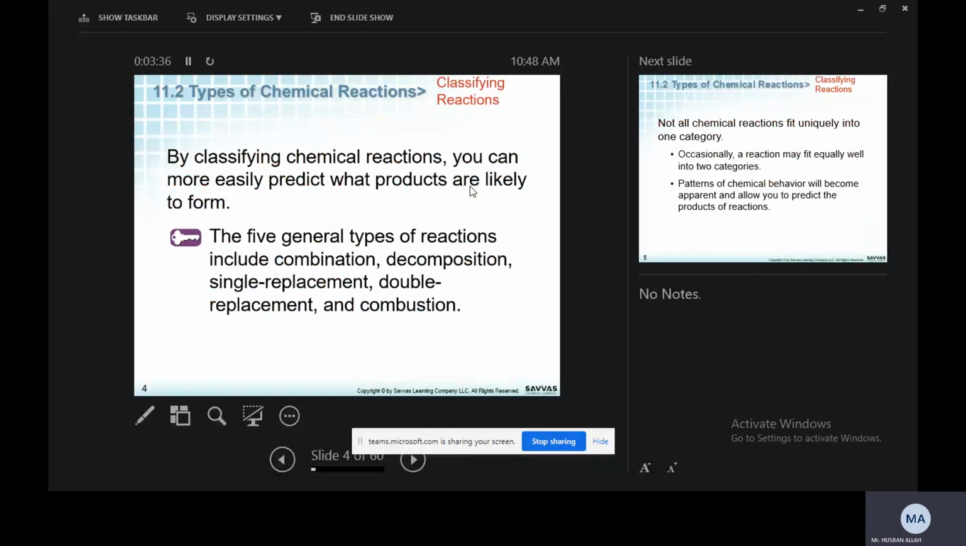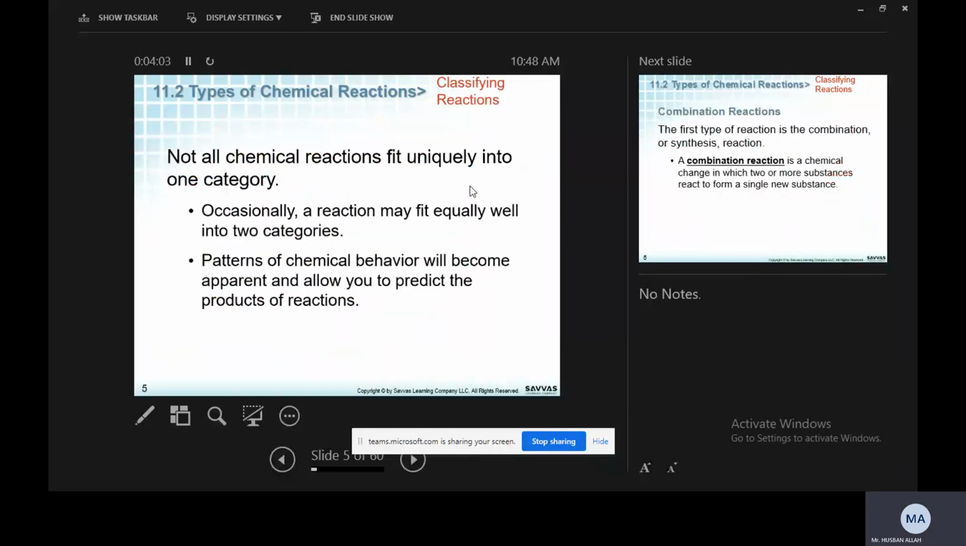Next we have combustion reaction. Combustion reaction is a reaction in which you are going to burn something, like the example you see on the first page, right? Like when you are cooking, you are burning methane gas. That is the example. Or the burning of a candle. That is a combustion reaction. Now one by one, we are going to check it.